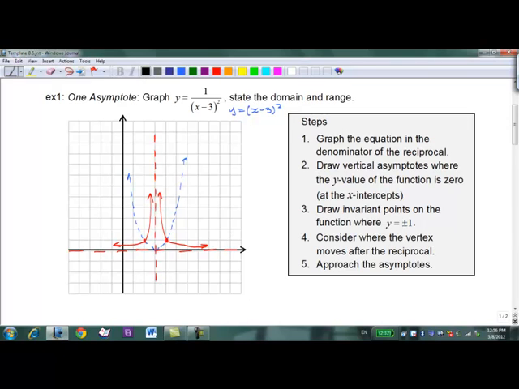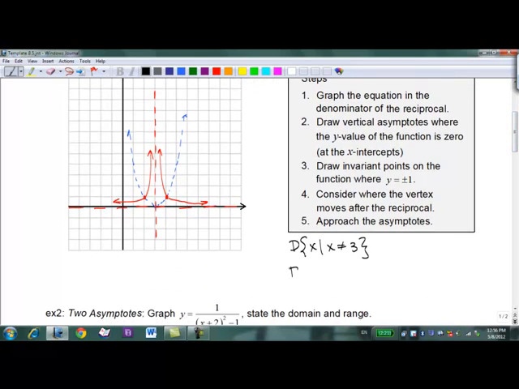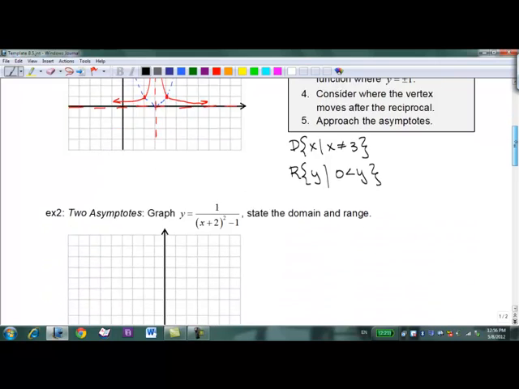Stating any domain and range. Domain, again, is fairly straightforward, really based on asymptotes again. X can't equal 3. The range statement, I'm going to do something a little bit later, but the range here I think should be fairly straightforward. We can see that we get as close to 0 as we can for y, but we're everything above that.